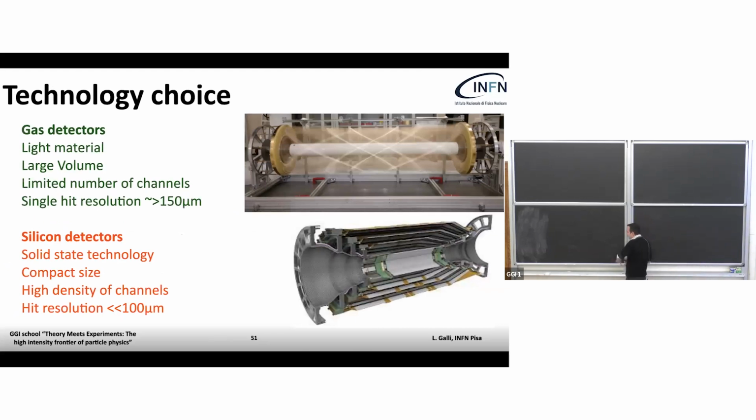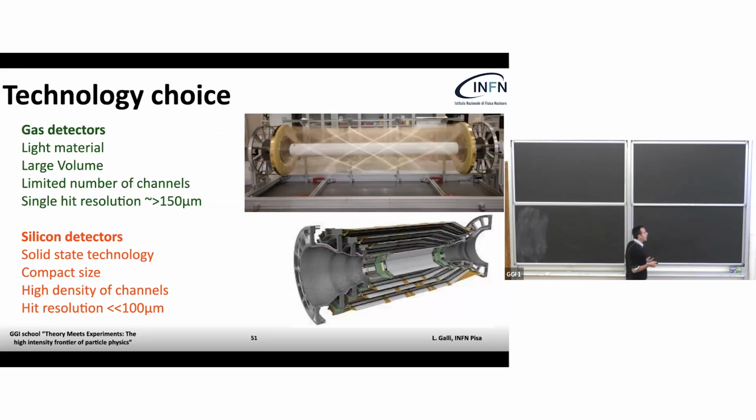Okay, technology choice. We have many options. Let's put two in the table, okay? Gas detectors, like this one, which looks like a picture I did. So maybe it's the final choice. A gas detector is made of gas, so it's light, and can cover a large volume, which means that one channel has a definite dimension and length into the volume. And so the number of channels is limited, but with standard techniques, or sometimes not standard, you can get a single hit resolution of order 150 microns, which is not that bad. So you don't have so many hits, but with fair resolution, and the material is very light, so you suffer just a little bit from multiple scattering.